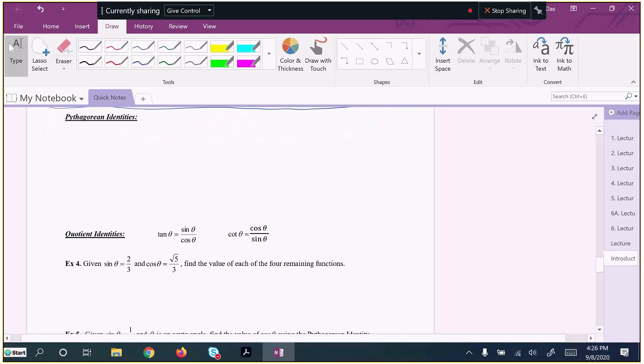The next topic is understanding and recreating the Pythagorean identities. So what I do to understand it, write down the Pythagorean theorem. Remember, the form is opposite square plus adjacent square is equal to hypotenuse square. Then divide all three of these by hypotenuse square.